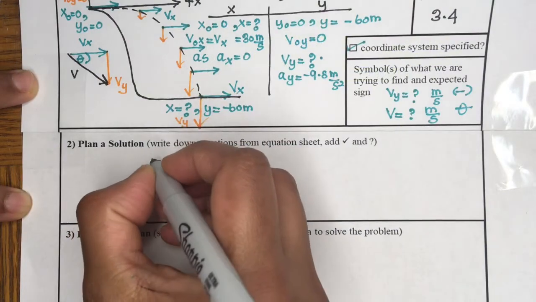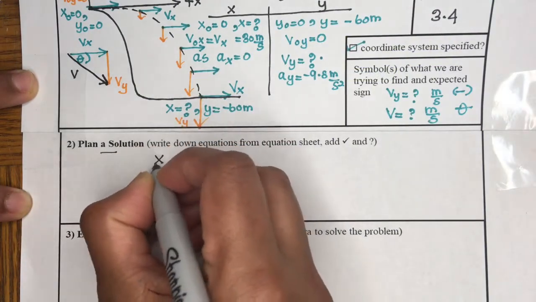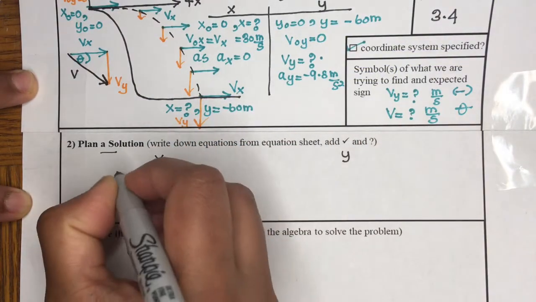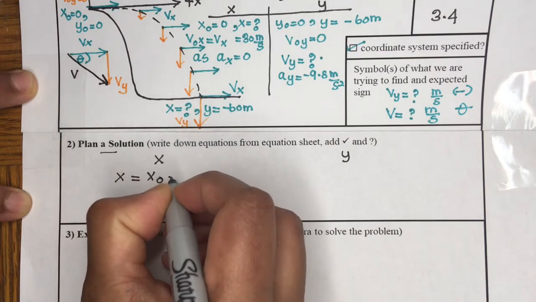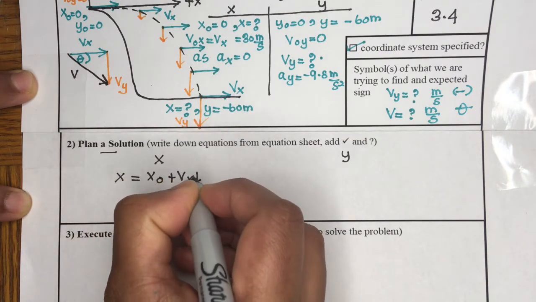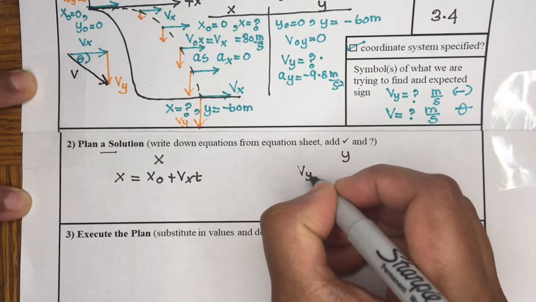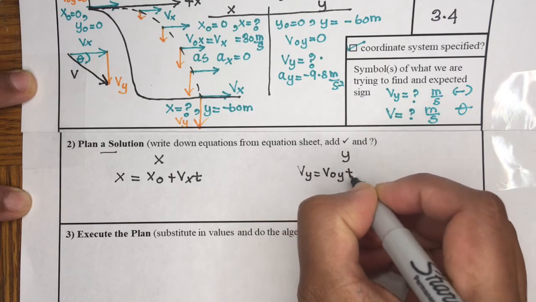Now let's plan the solution. Let's look at the equations for the x and y direction separately. So for the x direction, we only have x is equal to x naught plus vxt. And for the y direction, let's look at all the possibilities.